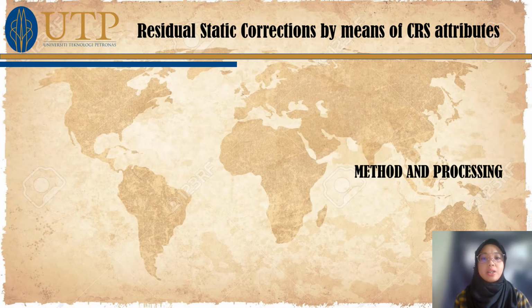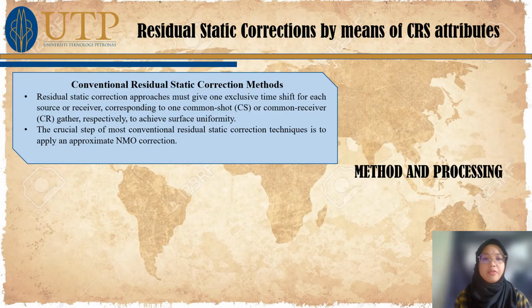Now let's proceed to the method and processing. Firstly, conventional residual static correction methods. Residual static correction approaches must give one exclusive time shift for each source and receiver, corresponding to one common source or common receiver gather respectively, to achieve surface consistency. The crucial conventional residual static corrections technique is to apply approximate NMO corrections. Then, the reflection events in each gather are considered to be misaligned due to the source static, the receiver static, and residual move-out.